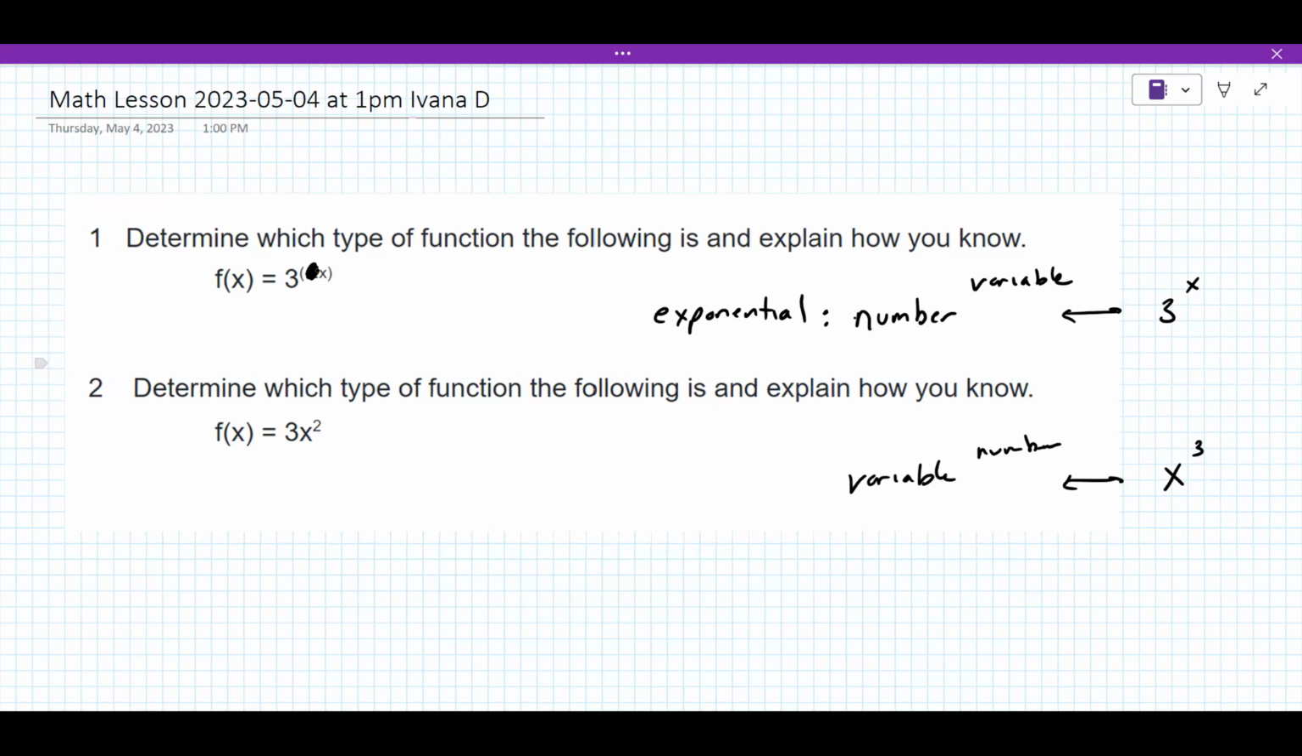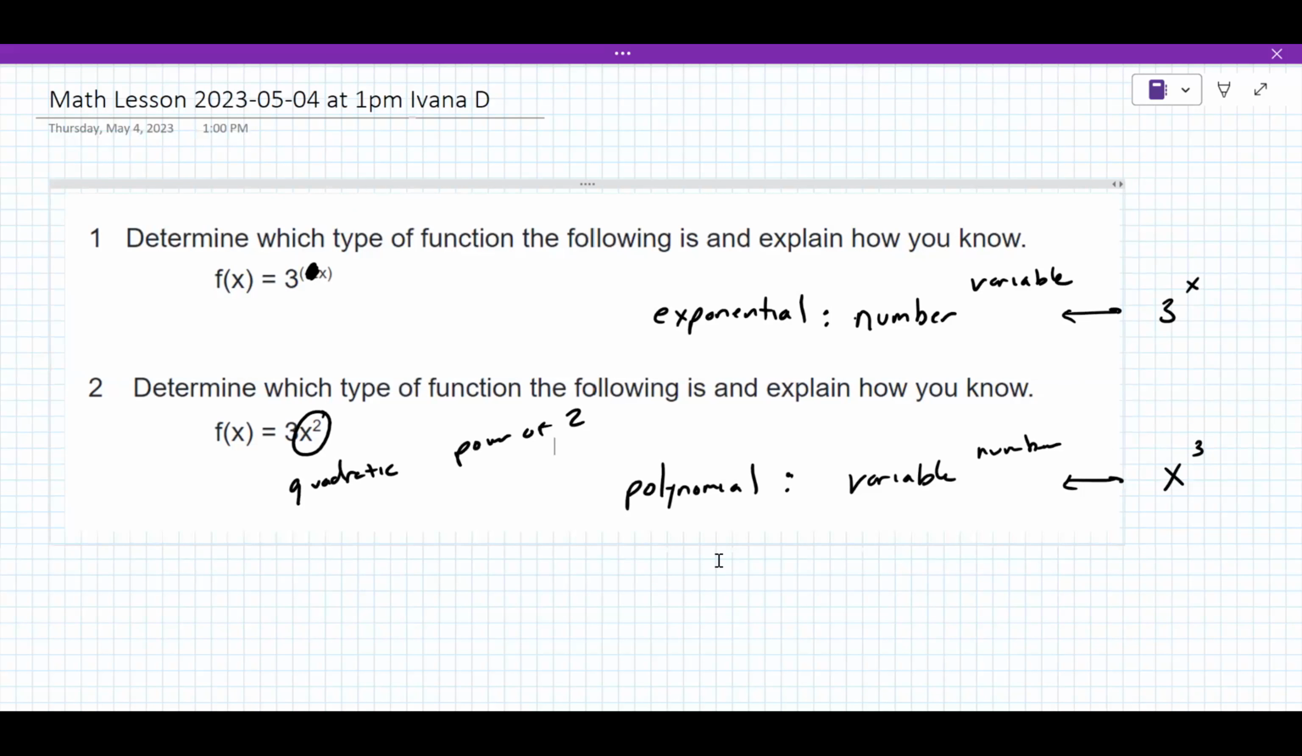So exponentials have a number to a variable, and then polynomials is very general. It could mean x to any power. This is a quadratic because it's to the power of 2. So for number 2, I would write it's a quadratic, and like you said, because it's to the power of 2. Yes.